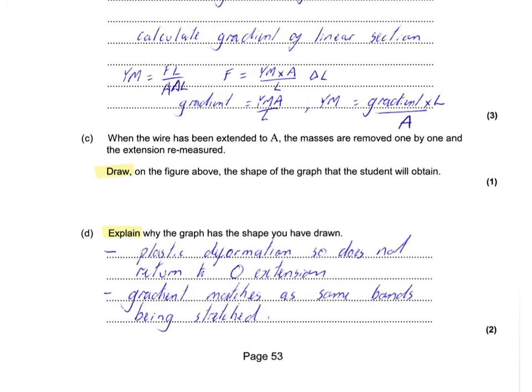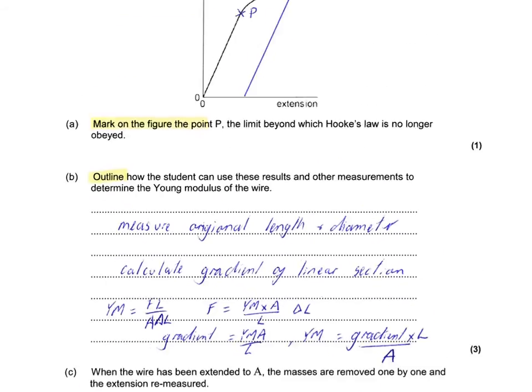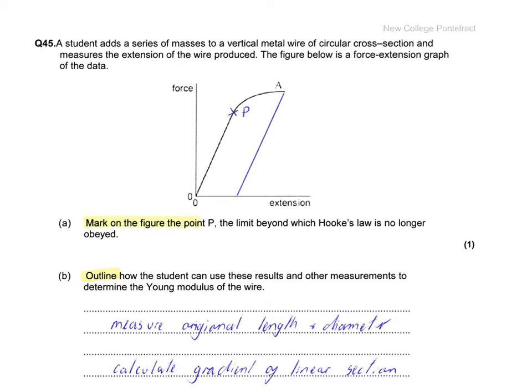When the wire is extended to A, the masses are removed one by one and the extension remeasured. Draw on the figure above the shape of the graph the student will obtain. So what we're looking for here is a line which is parallel to the original straight line section and drops back down to zero force, but leaving me at that point with an extension. We've had some plastic deformation, so it's crucial we end up with some extension there. So the mark is for a single line from A, parallel to the straight section of the original and ending at the horizontal axis.